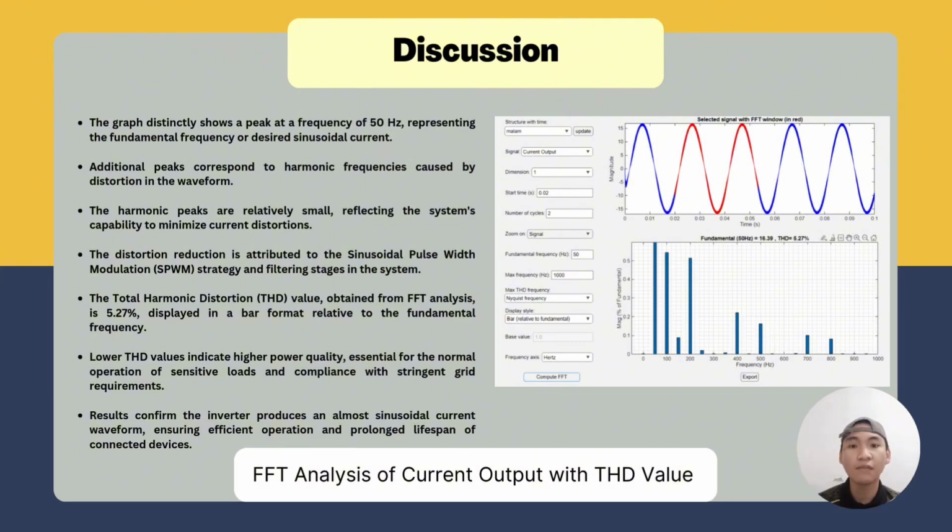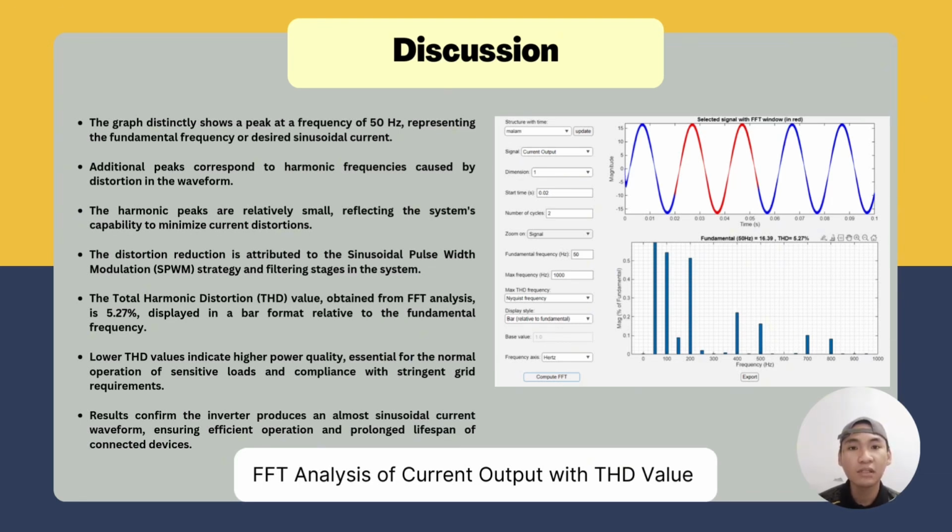As a result of distortion in the waveform, these harmonic peaks are relatively small in magnitude and reflect the capability of the system in terms of current distortion, which must be an effect of the sinusoidal pulse width modulation strategy applied along with the filtering stage.